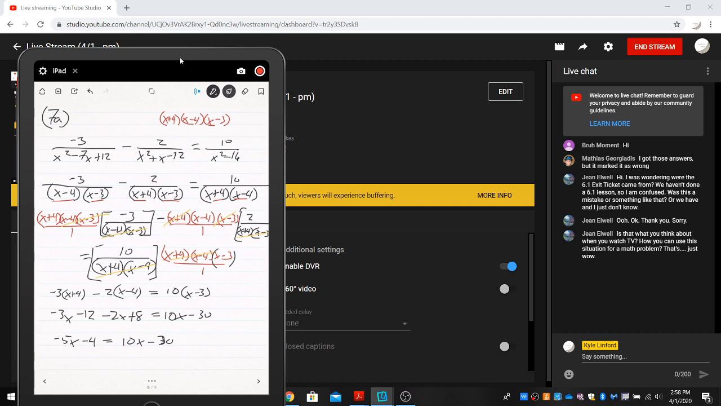You'll notice this one actually doesn't simplify to a quadratic. So I actually don't need to do any factoring or zero product. I just need to solve for x. So I'll add the 5x over to get a 15x. I'll add the 30 over. If I add the 30 over, 30 and negative 4 is 26. So x is equal to 26 over 15.